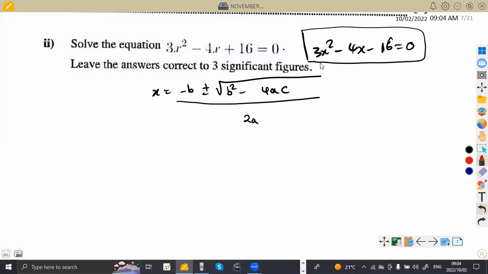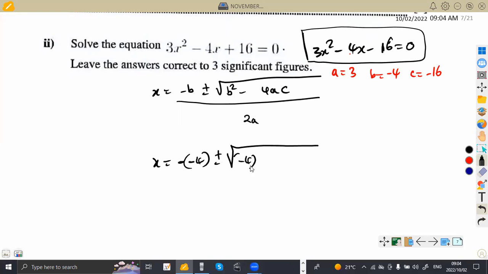So in this case, we've got our a, which is equal to 3, our b, which is negative 4, our c, which is negative 16. So you can substitute in the formula x is equal to minus b, which is negative 4. So it's negative 4 plus or minus the square root of b squared, which is negative 4 squared, minus 4 times a, which is 3, times c, which is negative 16. Everything over 2 times a, our a, which is 3.